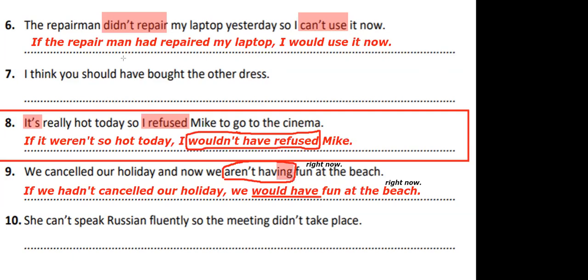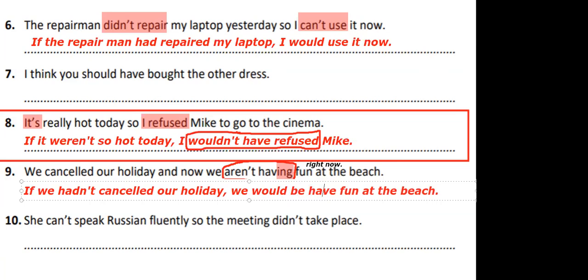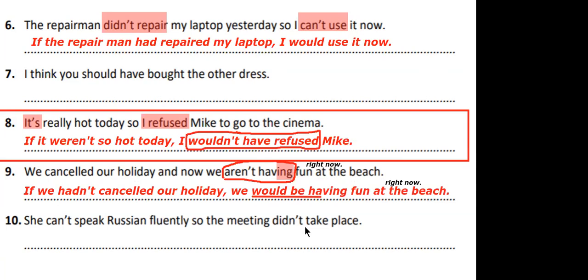Nope. No. I think, can I try, teacher? Yeah, go ahead. We would be having fun at the beach. Yes, we would be having. There, we would be having fun at the beach right now. There you go. Perfect.